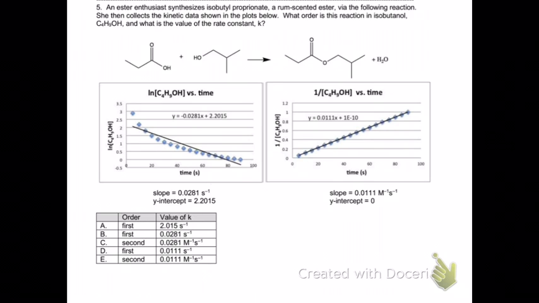In this problem, first we need to determine what order this reaction is. So an ester enthusiast is creating an ester, in this case a rum-scented ester. Cool. And we have this reaction here, and we're given some data. And if we look at our data, in plotting natural log versus time, we get this data that it's more of a curve. It's not a linear trend. So this tells us that we're not looking at a first order reaction.